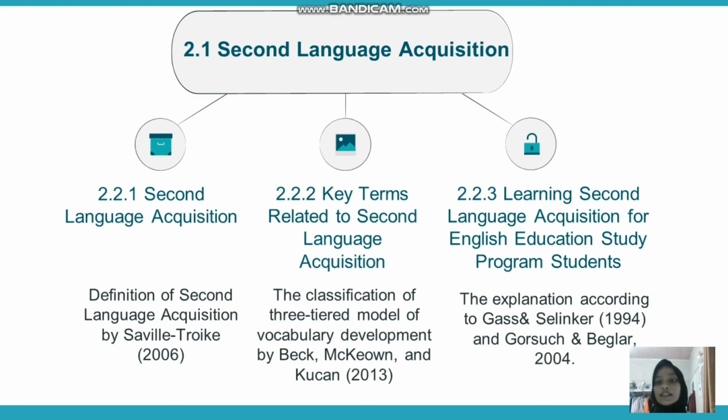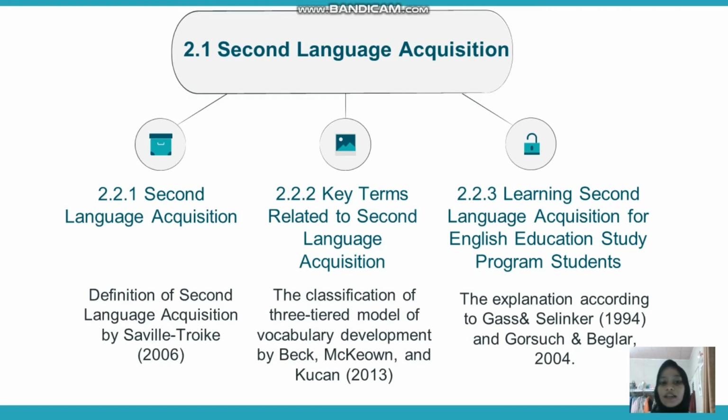To learn second language acquisition, the lecturer in the second language acquisition class at Jambi University uses the book Introducing Second Language Acquisition by Muriel Saville-Troike. And this book is classified into three tiers because it consists of vocabulary related to second language acquisition. For example, there are fossilization, mother tongue, and also interlanguage, etc.